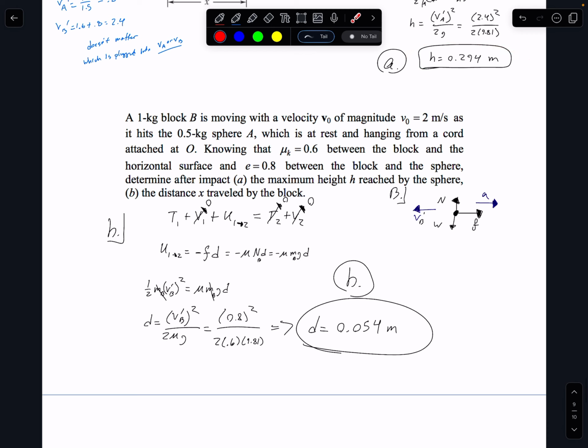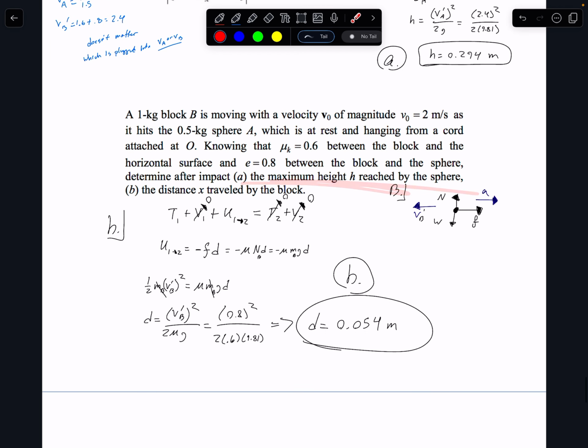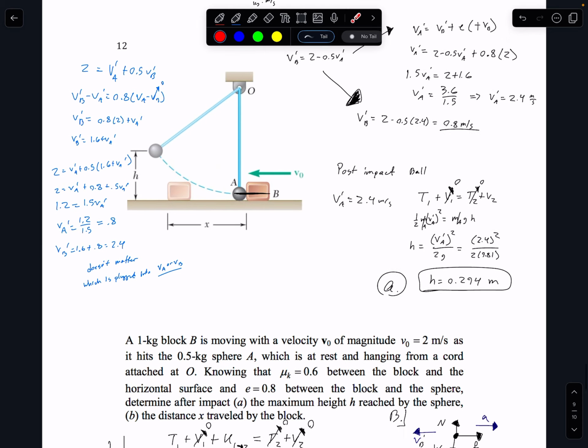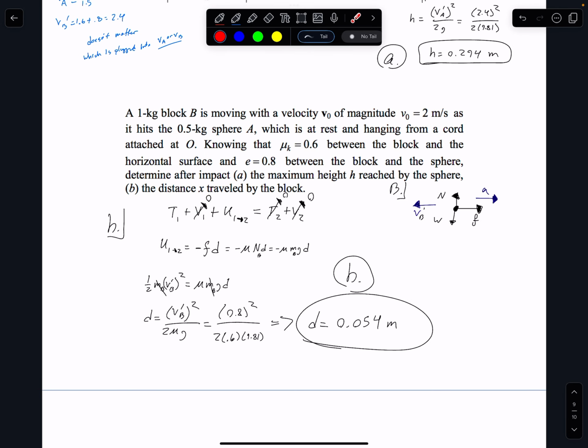And then for B, we're looking for the distance traveled by the block. Sorry, for part A, we were looking for the maximum height reached by the sphere. And for the free body diagram of B, we just have the normal force and the weight in the vertical directions, and then we have the force of friction going opposite the velocity.